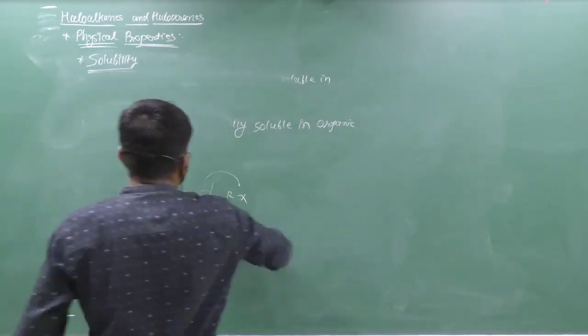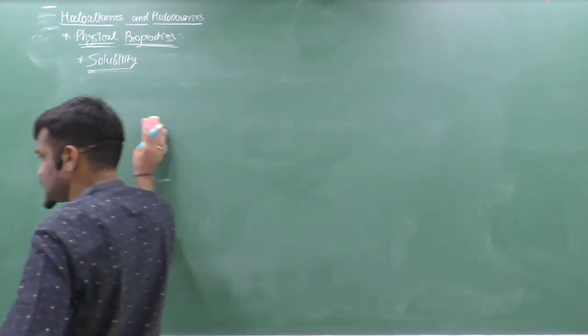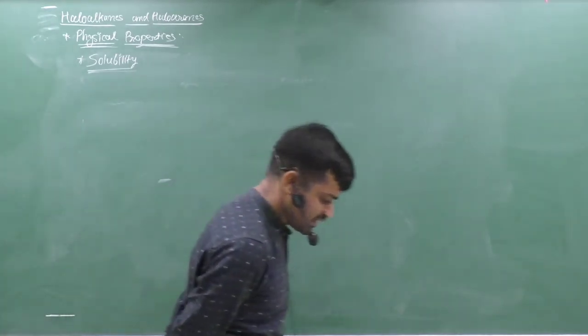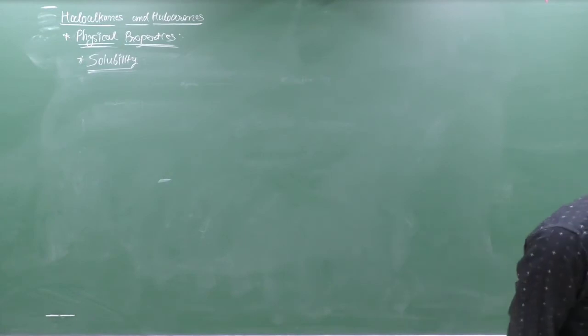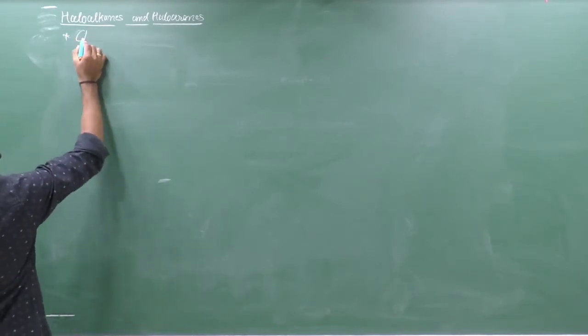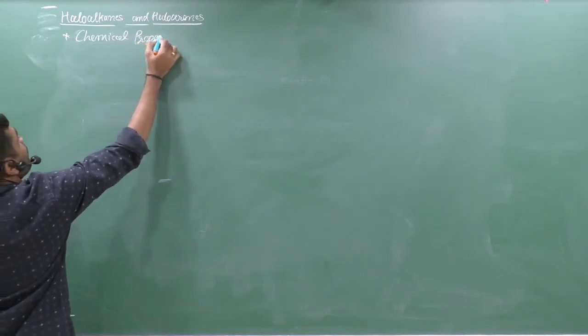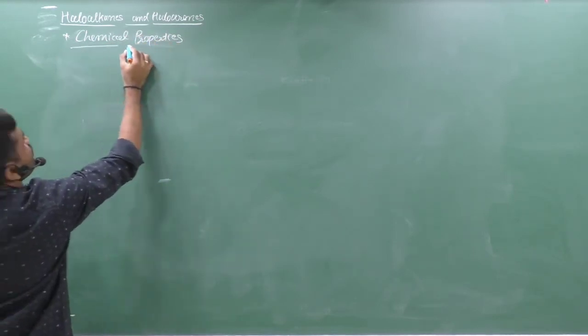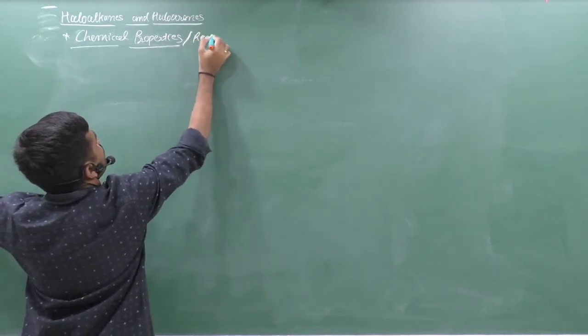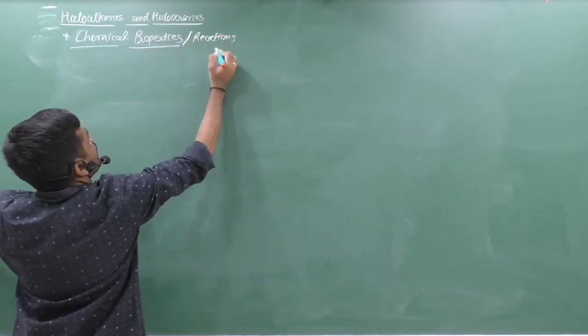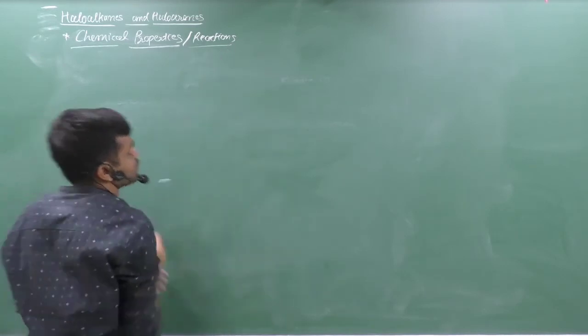Now we can think about the next point, and the next point is that now we can think about the chemical properties or chemical reactions of haloalkanes and haloarenes.